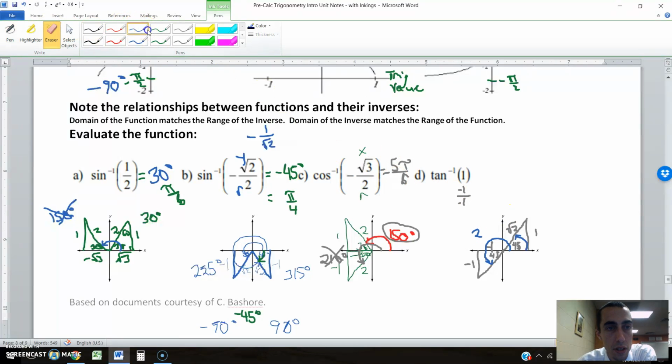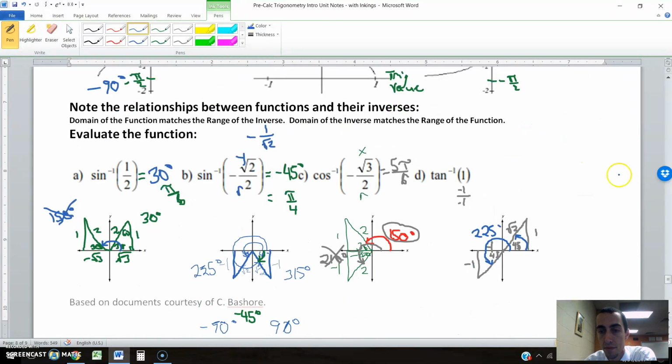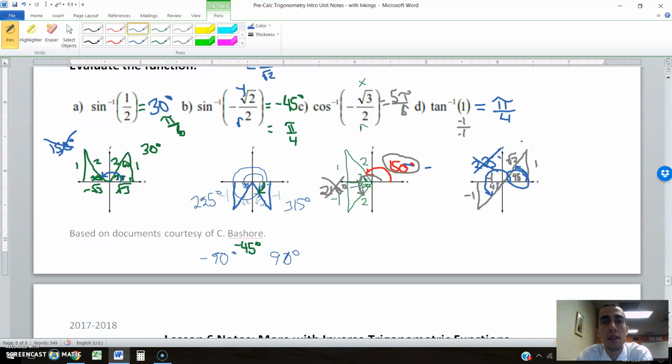225 degrees. When we go to our inverse tangent, we see that angles need to fall between negative pi over 2, which is negative 90 degrees, and pi over 2, which is 90 degrees. This angle does not qualify, but this 45 degree angle does. So that equals an output of 45 degrees, or in radians, pi over 4. And that's what we have for today's lesson. See you in class.